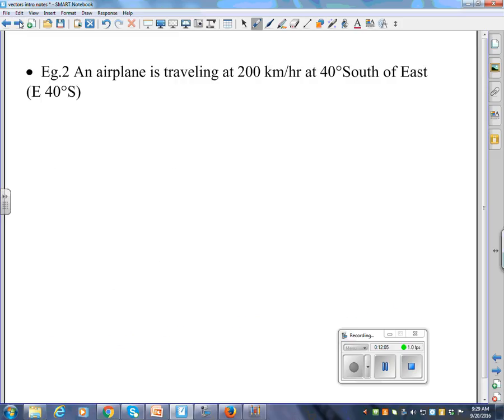Okay, here's another way though. These ones might be new to you. An airplane is traveling at 200 kilometers an hour at 40 degrees south of east. Now, before we go any further, north, east, south, west. Never eat soggy wieners. Oddly enough, everyone gets north and south right, and for some reason, about 25% of people are going to get east and west backwards. I don't know why. Okay, so make sure you know that.